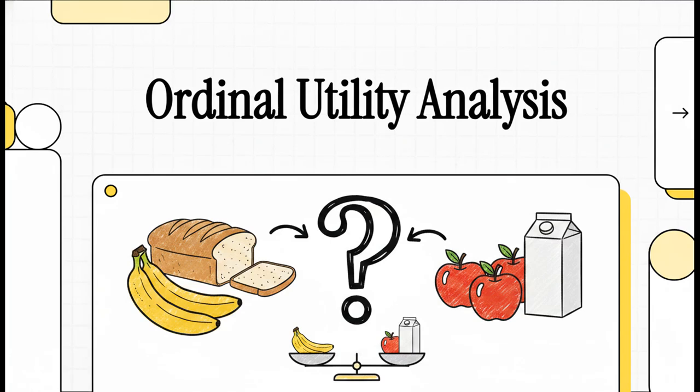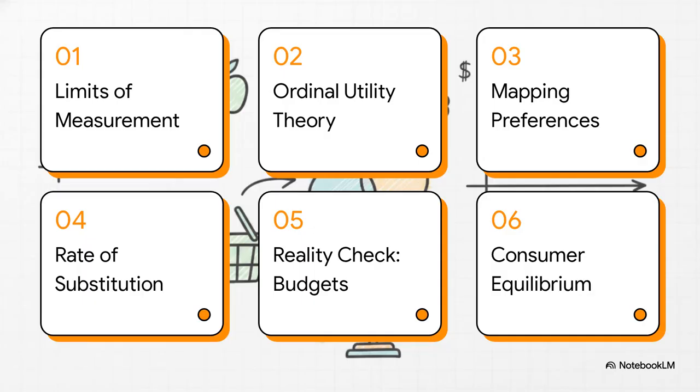Welcome to this explainer on ordinal utility analysis. Today, we're decoding the hidden math behind how we make our everyday choices. Have you ever wondered why you buy, say, 3 bananas and a loaf of bread instead of 4 apples and a carton of milk? Well, as it turns out, there's a fascinating, highly structured logic behind every single purchase you make. Our roadmap for this explainer is pretty straightforward.